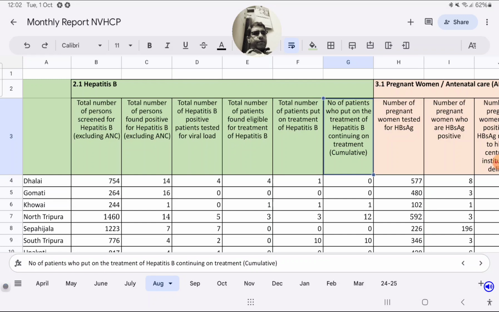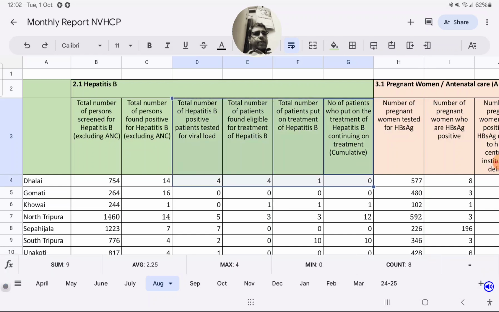Number of patients who were put on the treatment of hepatitis B continuing on treatment. So this one nobody reports properly. This one is since inception in our district, how many of the patients have been put on treatment for hepatitis B and they are on lifelong treatment. So each one of them should be tracked, and here we have to report how many are continuing treatment. Those who are not continuing treatment are basically lost to follow-up. So we need to track them down. For that purpose only, this column has been introduced so that we can keep track of the patient and we can report this one.